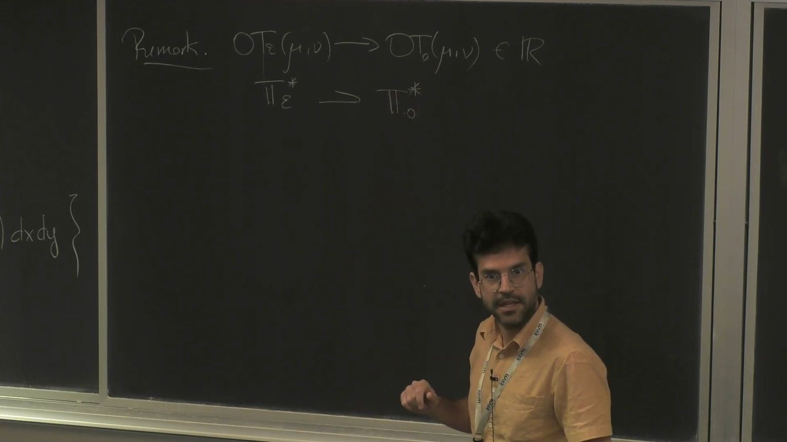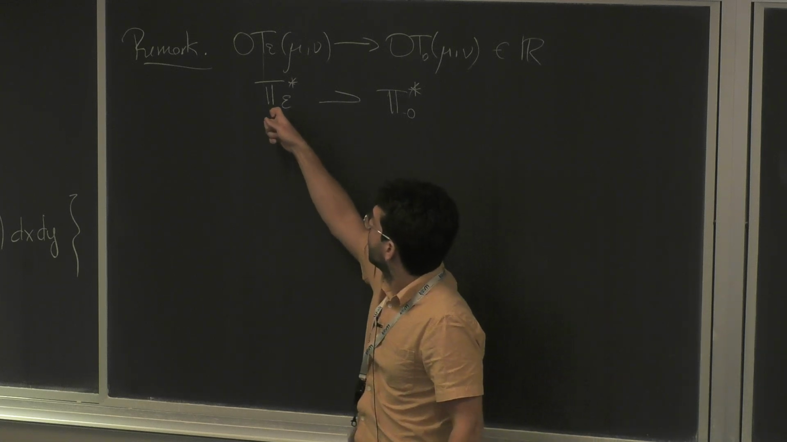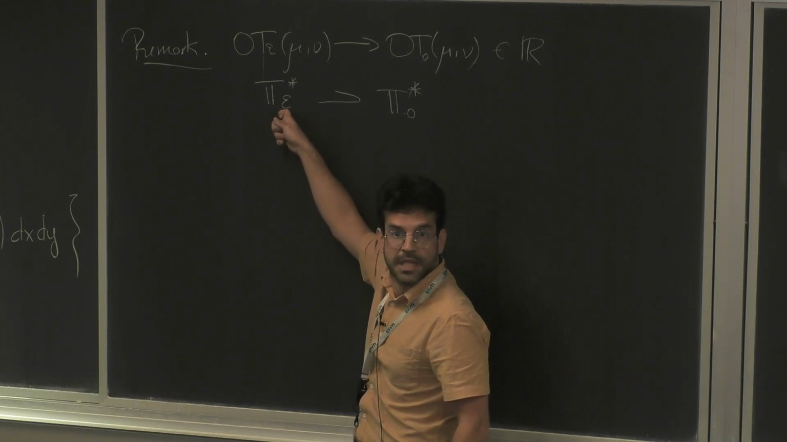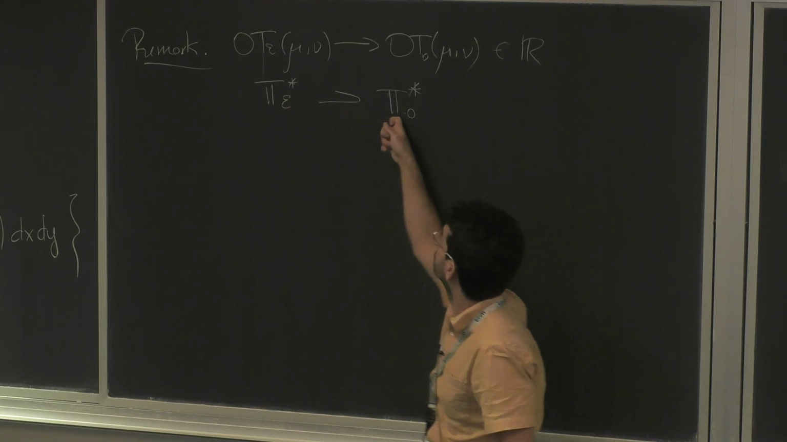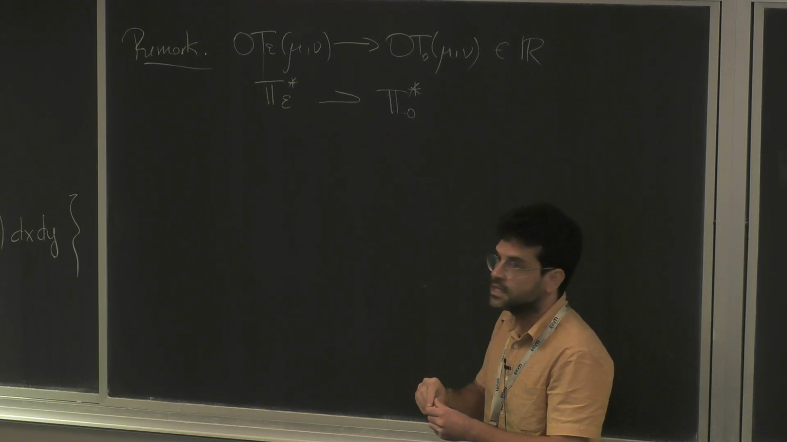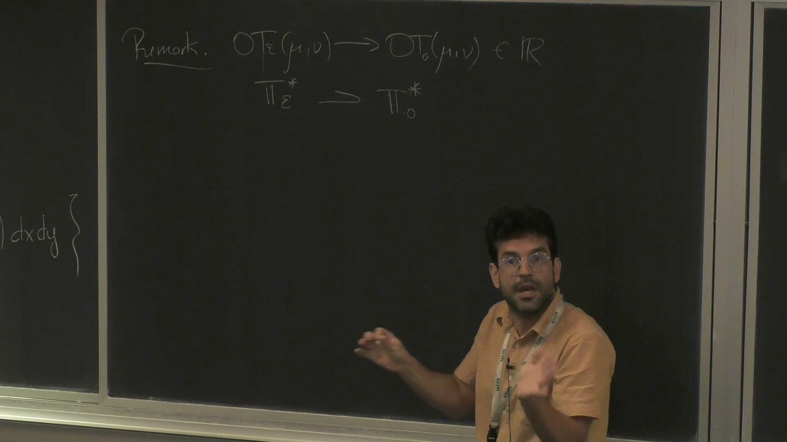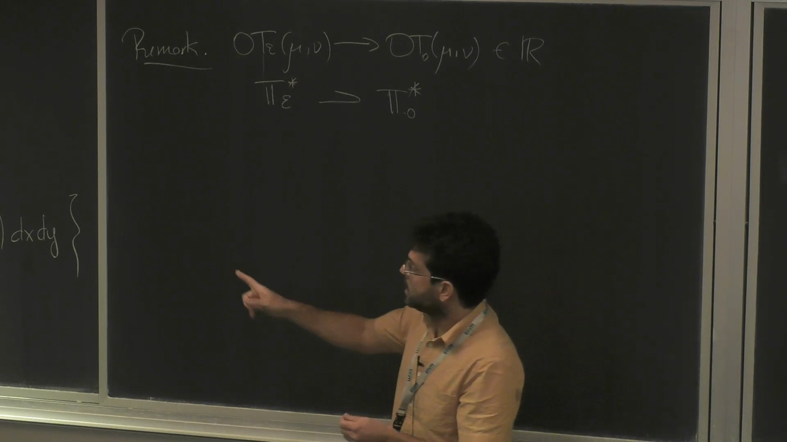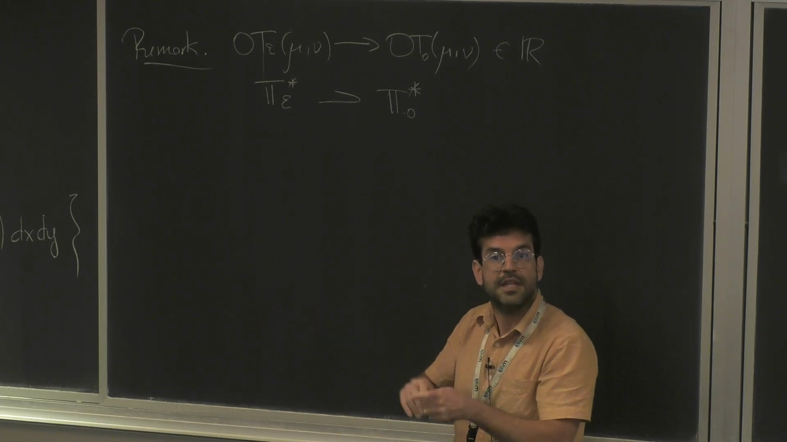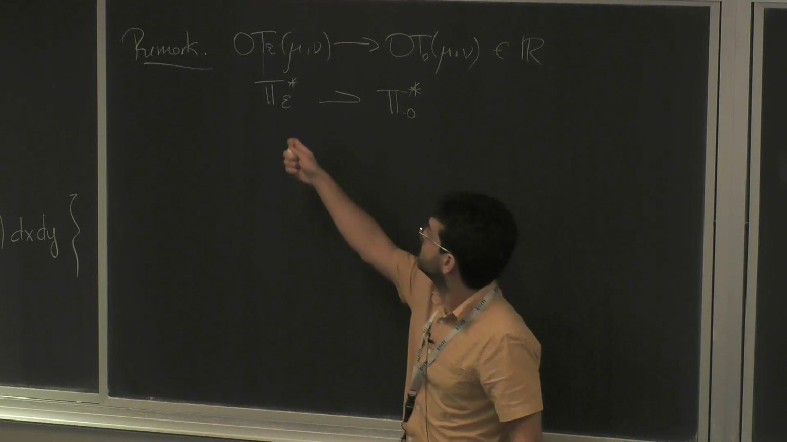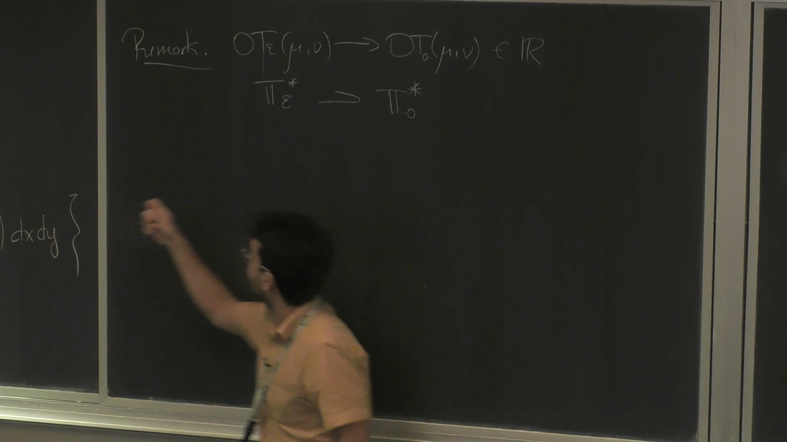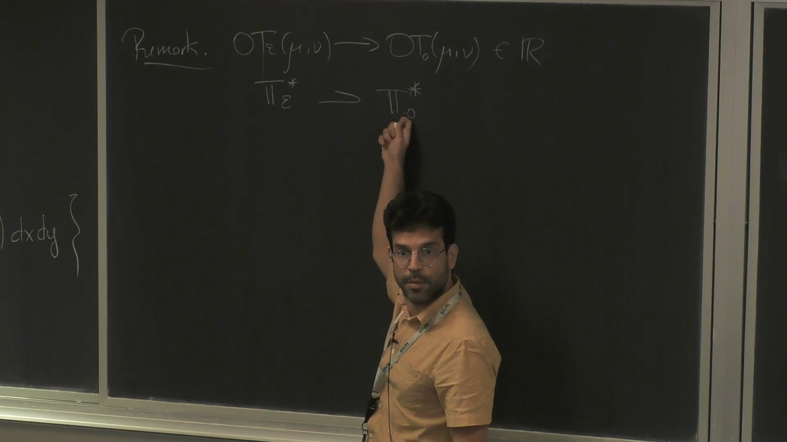I guess this is what you are asking, no? What I'm saying is, if I pick a sequence of minimizers that depends on epsilon, when epsilon goes to 0, this is going to converge to the Brenier solution if I have the distance squared, because it's unique. If I'm using the distance without the square, I don't have uniqueness, so this problem is going to converge to a solution of my optimal transport problem.